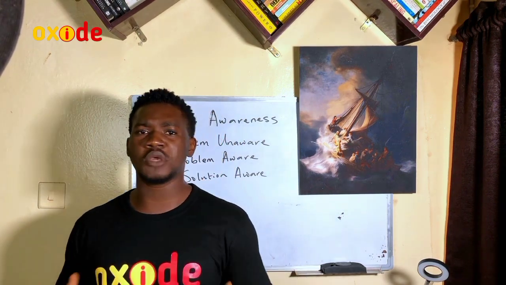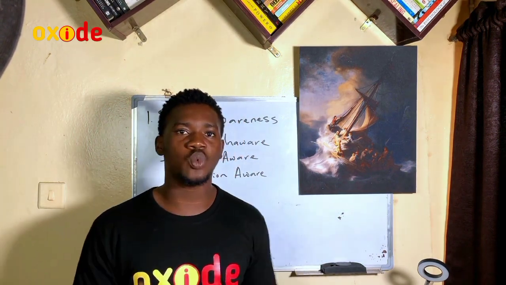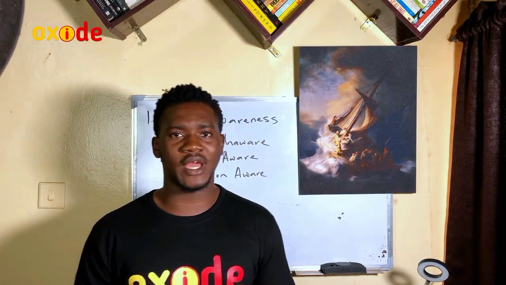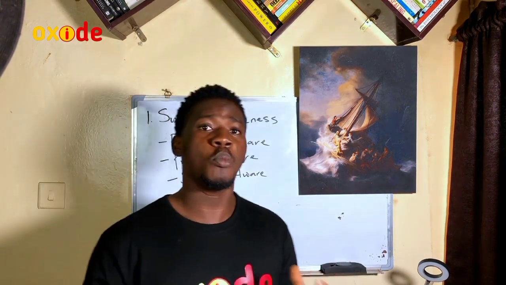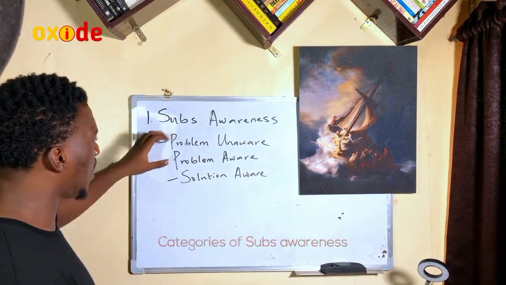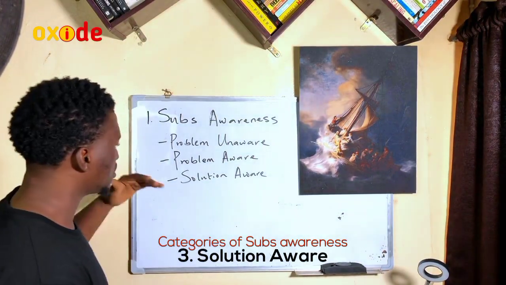Now, one thing I want to make sure is I am messaging these subscribers the way that they want to be messaged. Now, when I talk about subscriber awareness, I've noticed that the awareness of my client subscribers almost always falls under one of these three categories. Right? Number one, problem unaware. Number two, problem aware. And number three, solution aware.